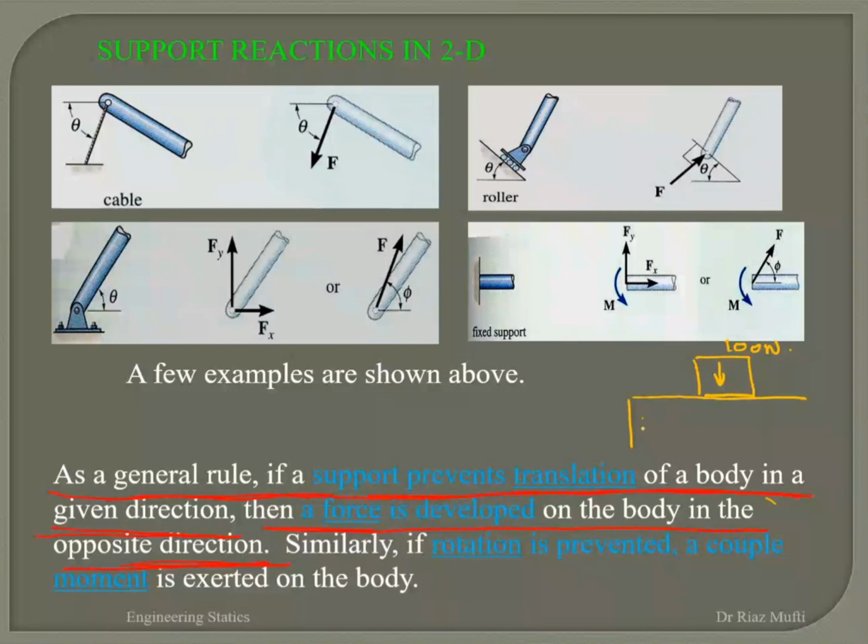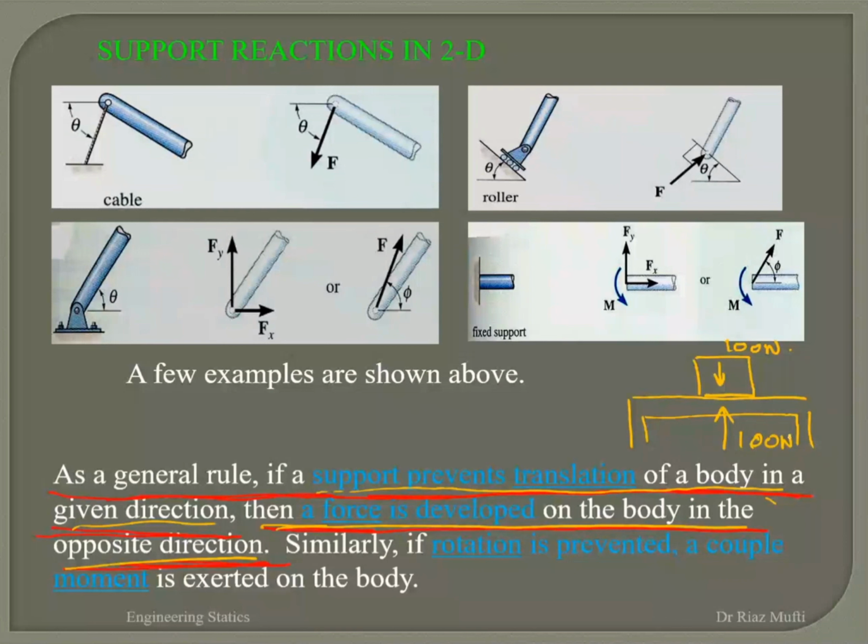That's the table. So it says there, the support prevents translation of the body in the given direction. There's a force of the box acting on the table. The box wants to move downward, but there's a restriction. The restriction is caused by the table. So a force is developed on the body in the opposite direction. There's a reaction force of 100 Newton upward. This is what it says here, the reaction force.